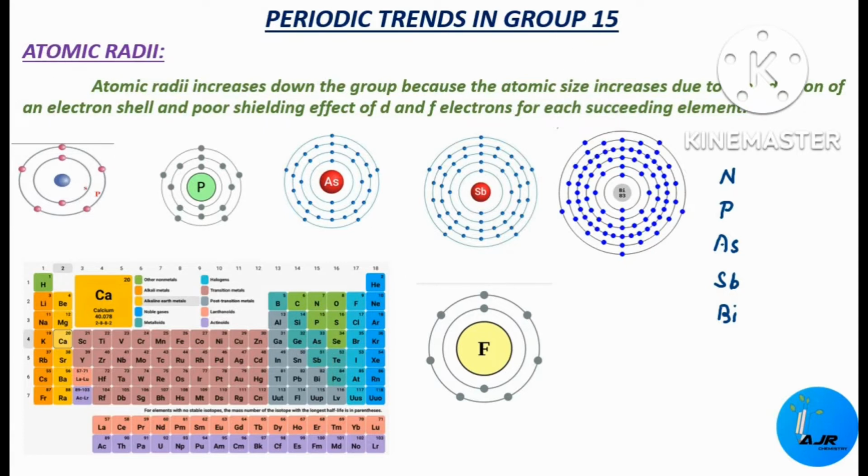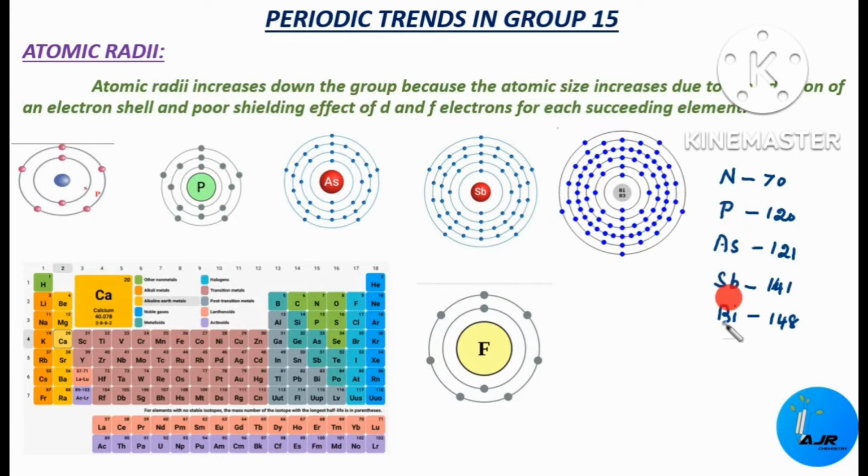Before discussing how the atomic radii is varying, first you should know the atomic radii. So let me write down the atomic radii of these different elements. Now I am going to explain how this is varying. Check here, nitrogen is 70, and it is gradually increasing. The atomic radii increases down the group.